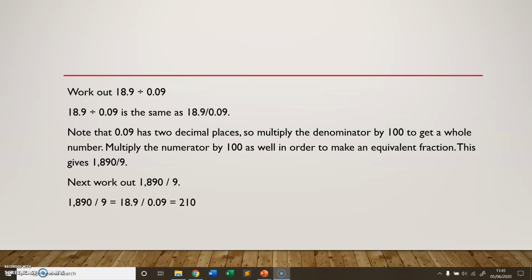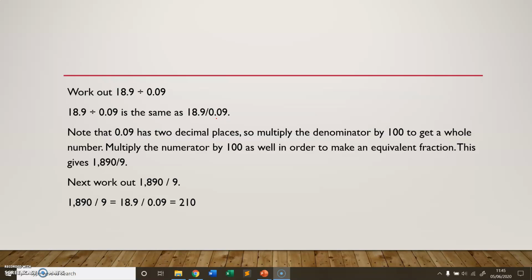Moving on to the next example. Here we've got an example on division. It says work out 18.9 divided by 0.09. So what you can do is write that as a fraction. So that would be 18.9 over 0.09.